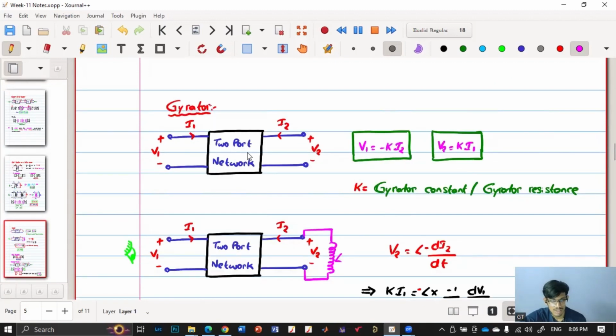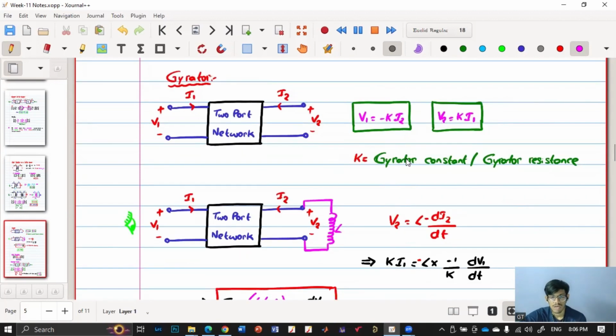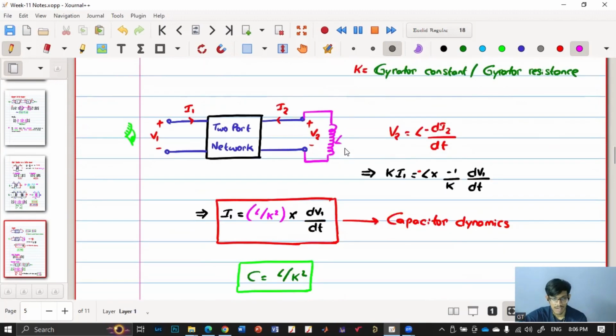So in this session, we have had a brief discussion, a brief understanding about gyrator. Gyrator is a two-port network having these additional conditions. If it satisfies them, then it is a gyrator circuit. And for this gyrator circuit, there is a constant called gyrator constant or gyrator resistance K. And the advantage of gyrator is you can emulate a capacitor or inductor using an inductor or capacitor.